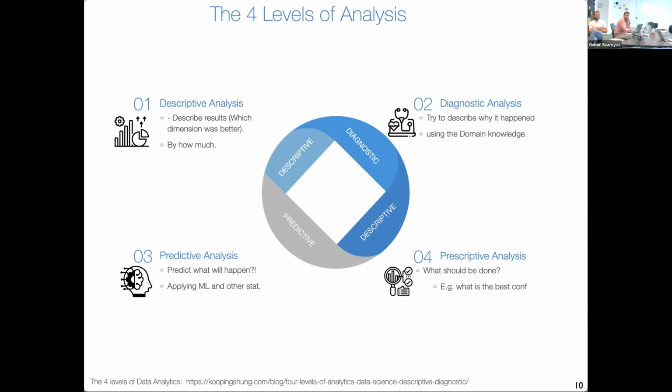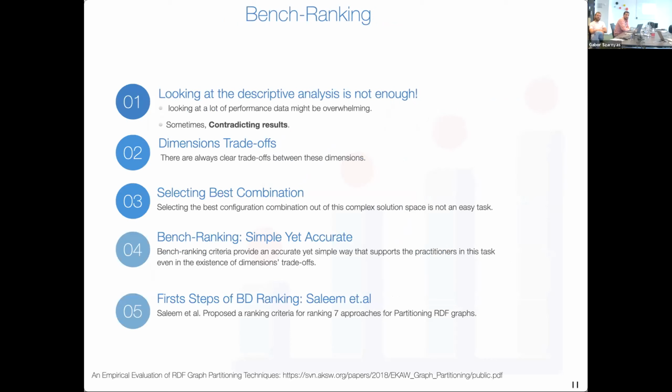And third, it turns out that there is still a gap in the big data community, specifically in the RDF context, in the predictive and prescriptive analysis. The predictive one, because we have a lot of dimensions, a lot of parameters to tune in this context. And in the prescriptive analysis, what the practitioner should actually select out of these dimensions, right? This is also a big problem, in our case, for example, the one that I mentioned. So this brings us to our idea, BenchRank.